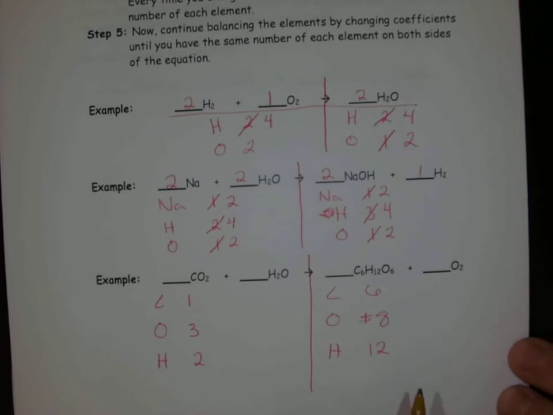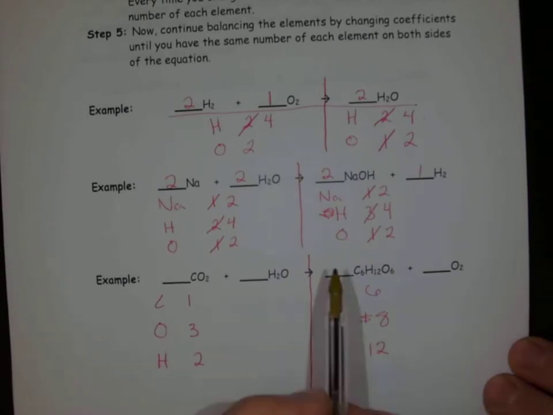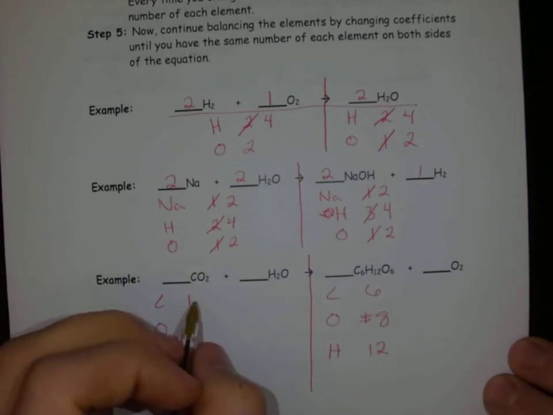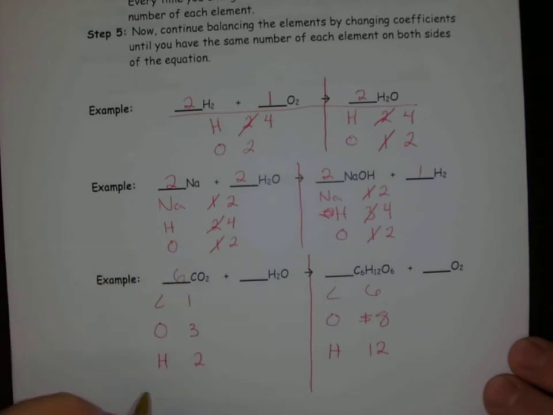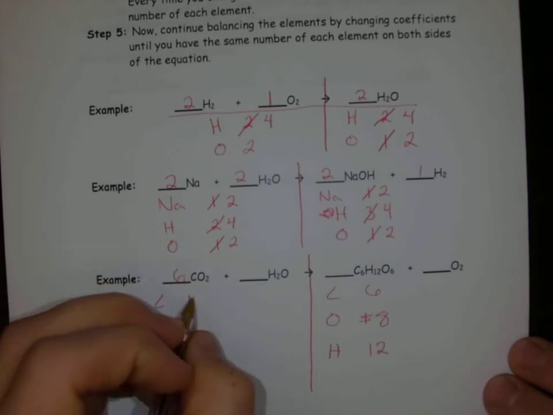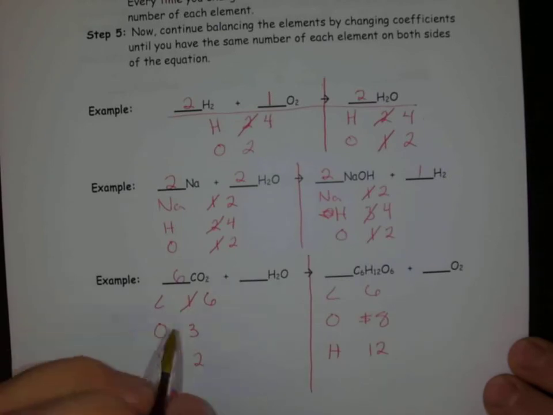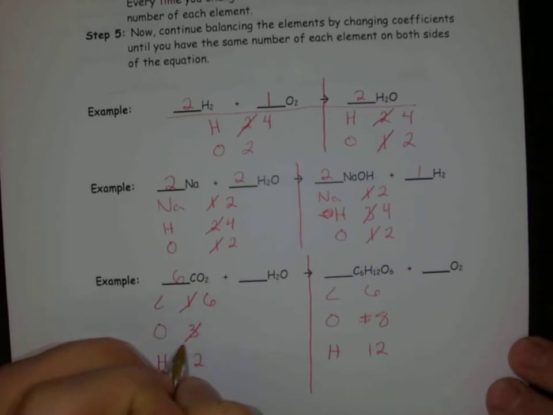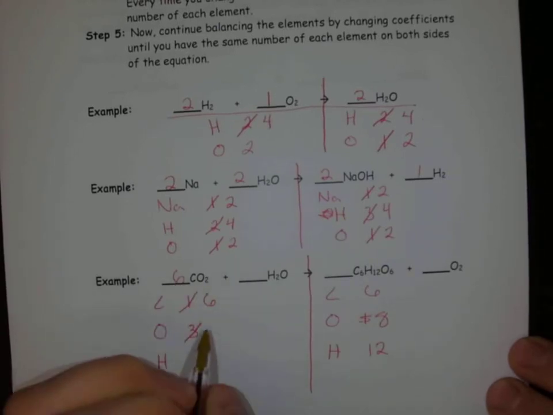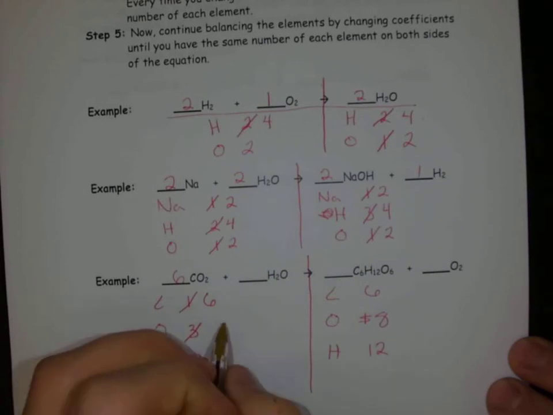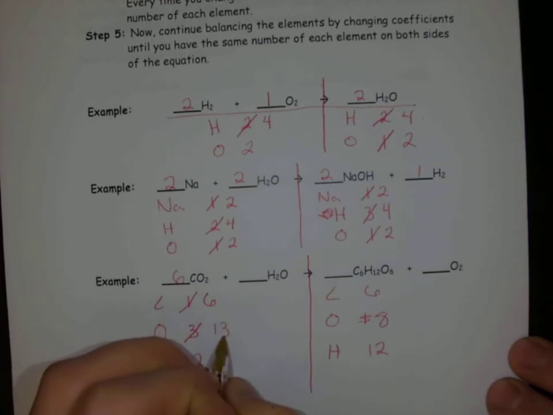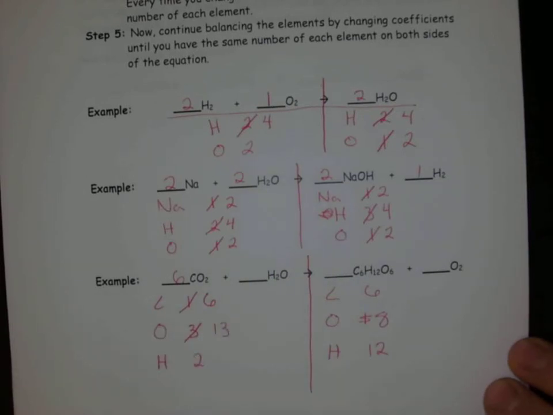What I'm going to recommend is we start with our carbons, because that's our first one that we listed. We've got 6 carbons there. So we're going to need to put a 6 over here, and when I do that, that gets me my 6 carbons. That's good, but it also changed my oxygen. So 6 times 2 is 12, plus 1 is 13. That doesn't seem very good.